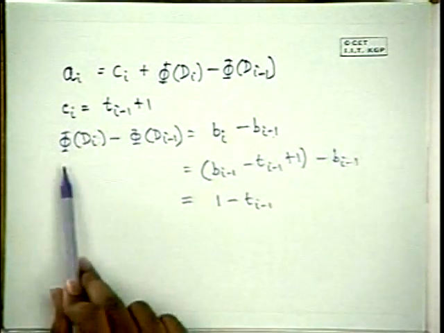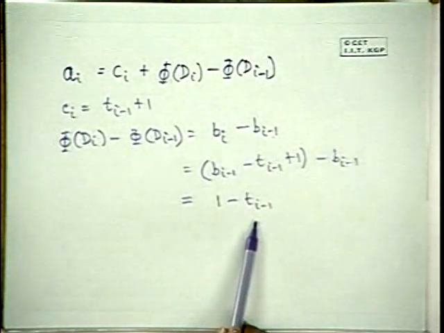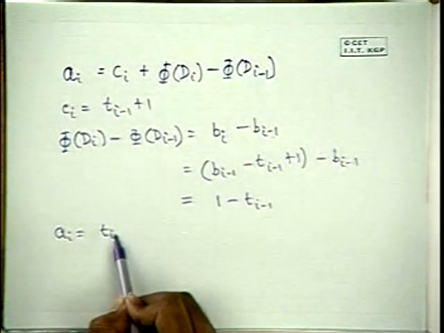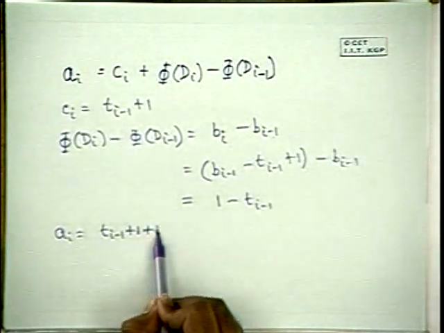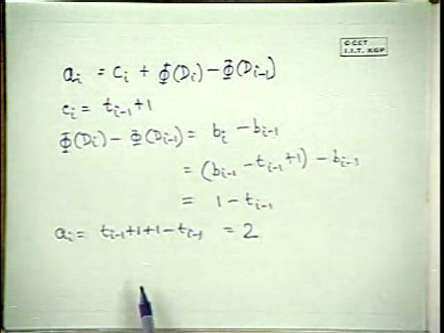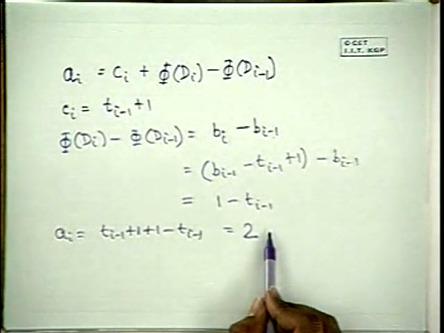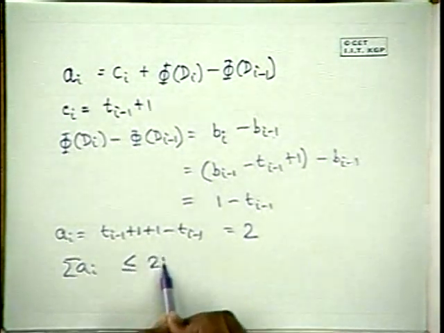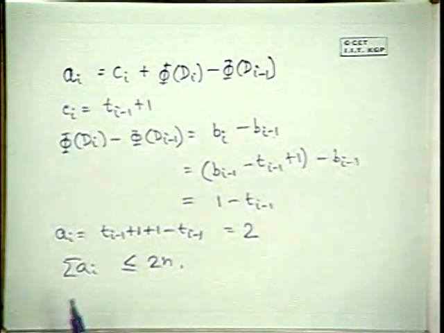Can you see here that the potential change can be negative, depending on the value of Ti. So what is Ai now? Ai is Ti minus 1 plus 1, plus this potential change which is 1 minus Ti minus 1. So this gives you 2. So this is the amortized cost of each operation. And if I sum over all the n operations, sigma of Ai is less than or equal to 2n. And I know the actual cost, that is sigma of Ci, is less than or equal to sigma of Ai.